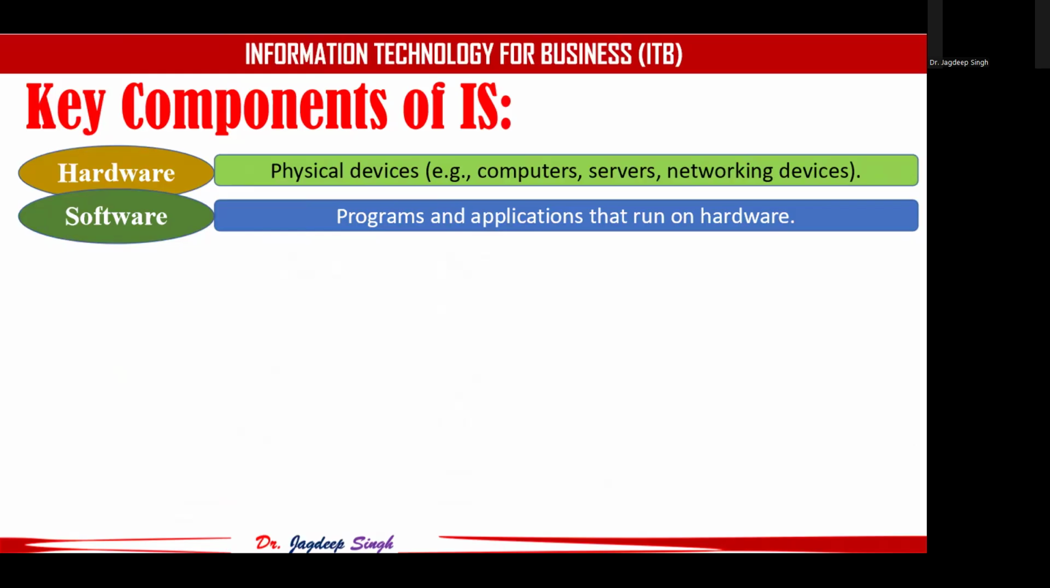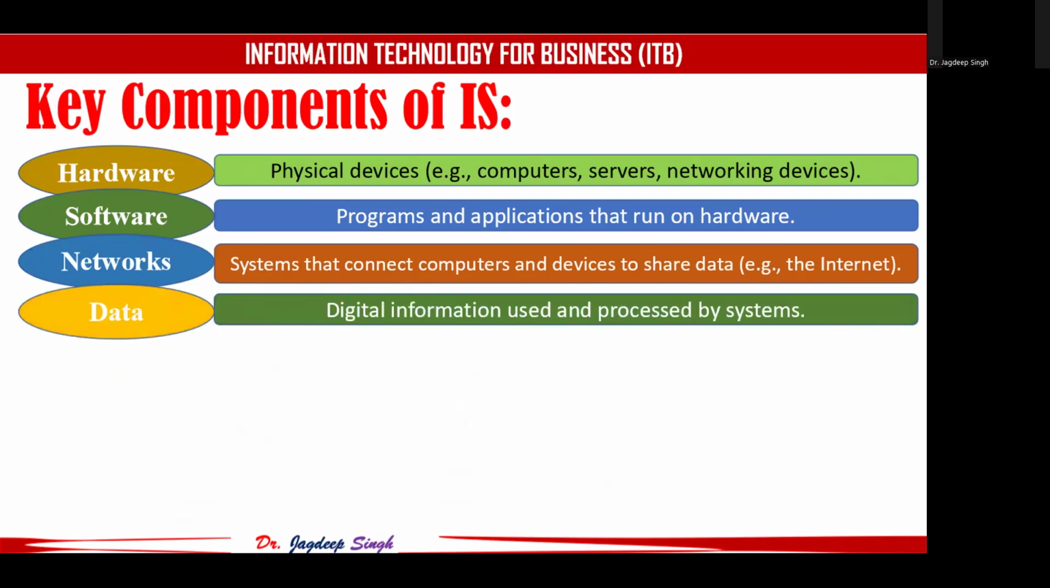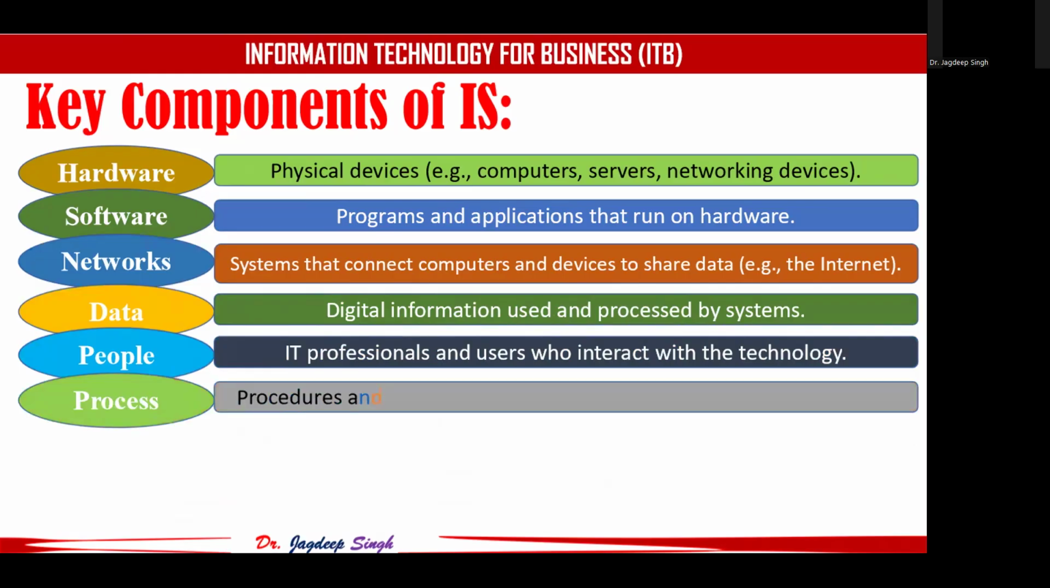Hardware: physical devices, basically computers, servers, networking devices. Software: programs and applications that run on hardware. Networks: systems that connect computers and devices to share data, for example, the internet. Data: digital information used and processed by systems. People: IT professionals and users who interact with the technology and process. Finally, procedures: different kinds of rules that govern how data and systems are managed.